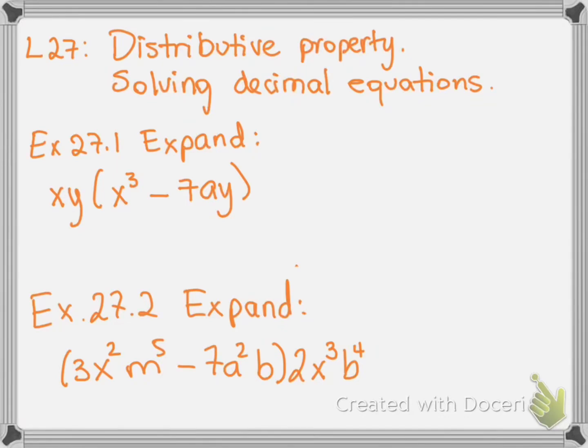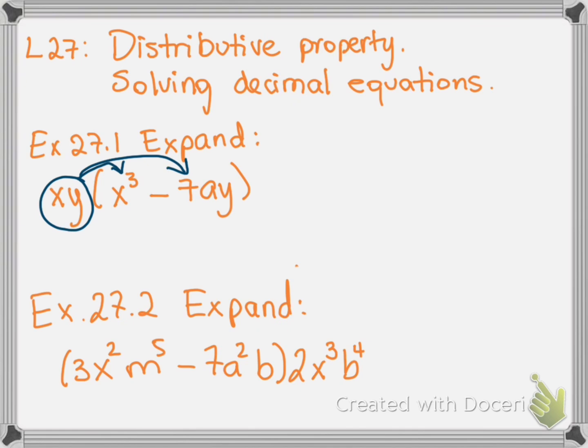Lesson 27, Distributive Property and Solving Decimal Equations. Remember, distributive property is when we have a parenthesis with a binomial or a trinomial or polynomial, and we need to multiply whatever is on the outside. So in this case, we're going to multiply xy times x^3, and then xy times the negative 7ay.